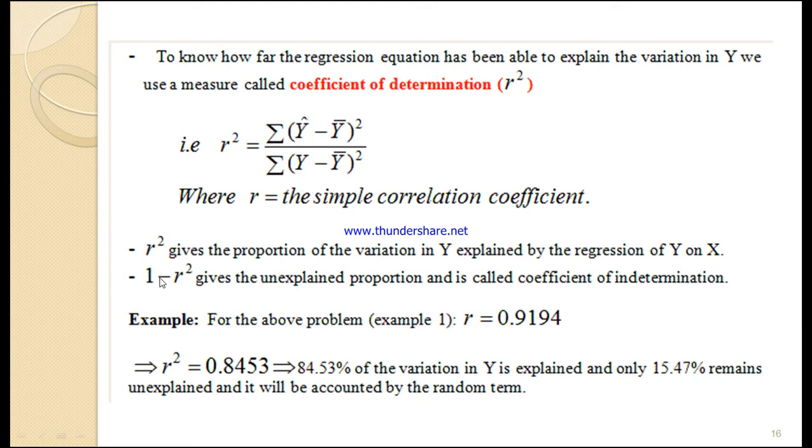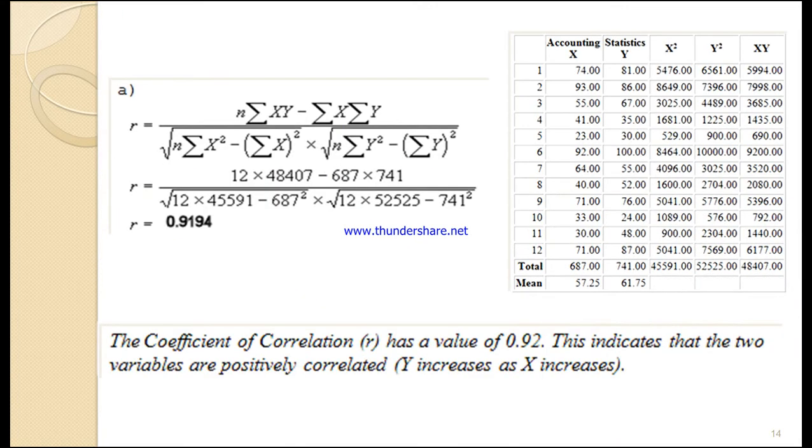On the other hand, 1 minus R square gives the unexplained proportion, and it is usually known as the coefficient of indetermination. So after we have obtained the coefficient of determination, we can simply deduct the result from 1, and we obtain the coefficient of indetermination, which is the unexplained proportion. For example, for the previous example, we remember that R, the correlation coefficient, is about 0.9194 from the first question.